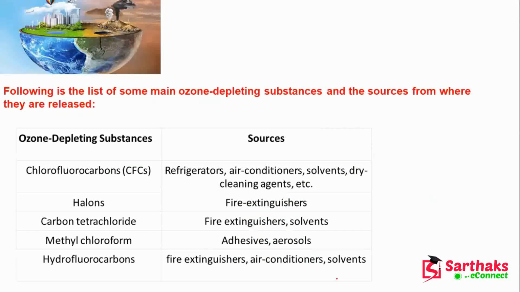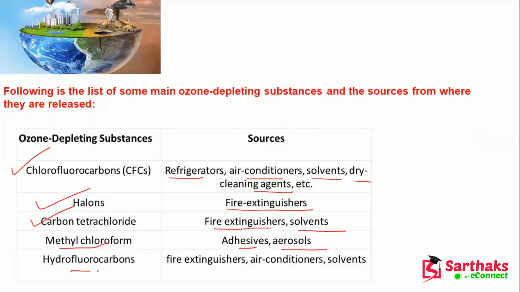Now, the following is a list of some main ozone layer depleting substances and sources. CFCs we get from refrigerators, air conditioners, solvents, dry cleaning agents. Halons, fire extinguishers. Carbon tetrachloride, fire extinguishers and solvents. Methyl chloroform, adhesives, aerosols. Hydrofluorocarbons, fire extinguishers, air conditioners and solvents.